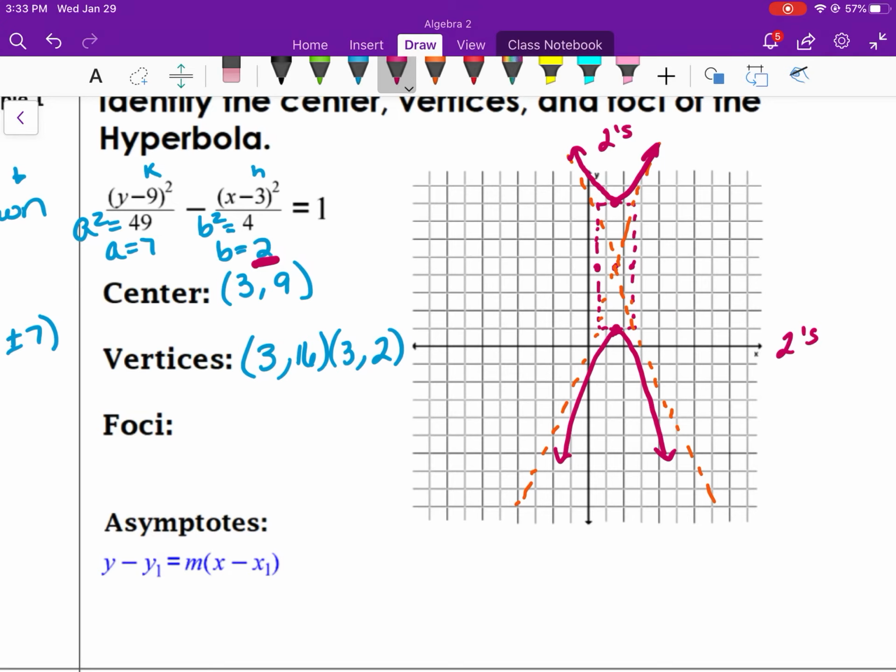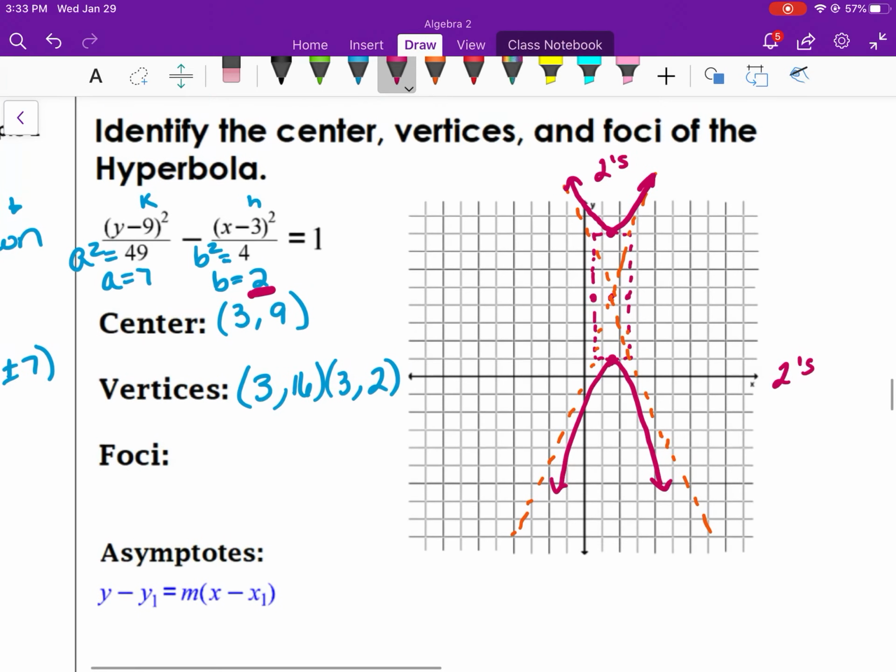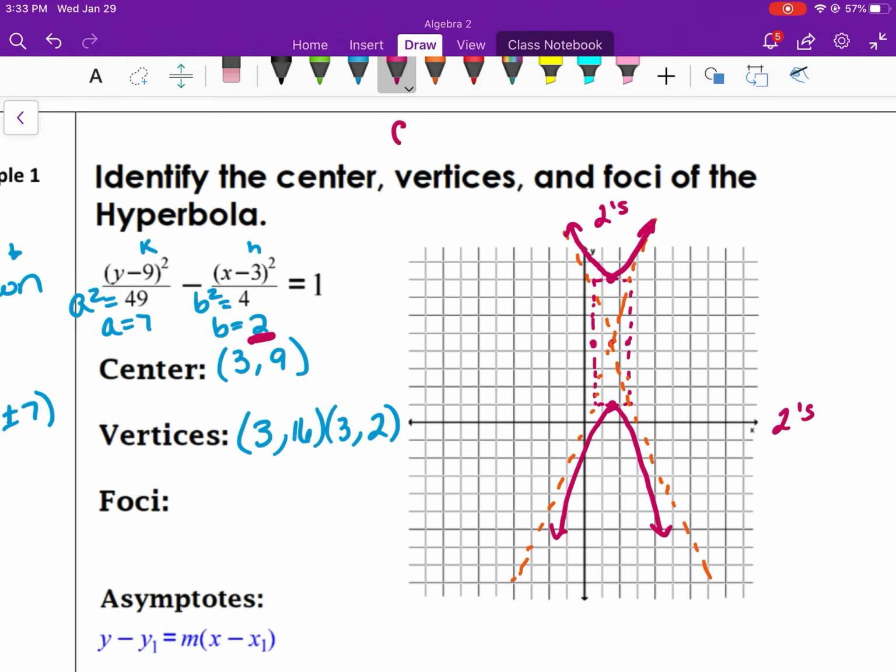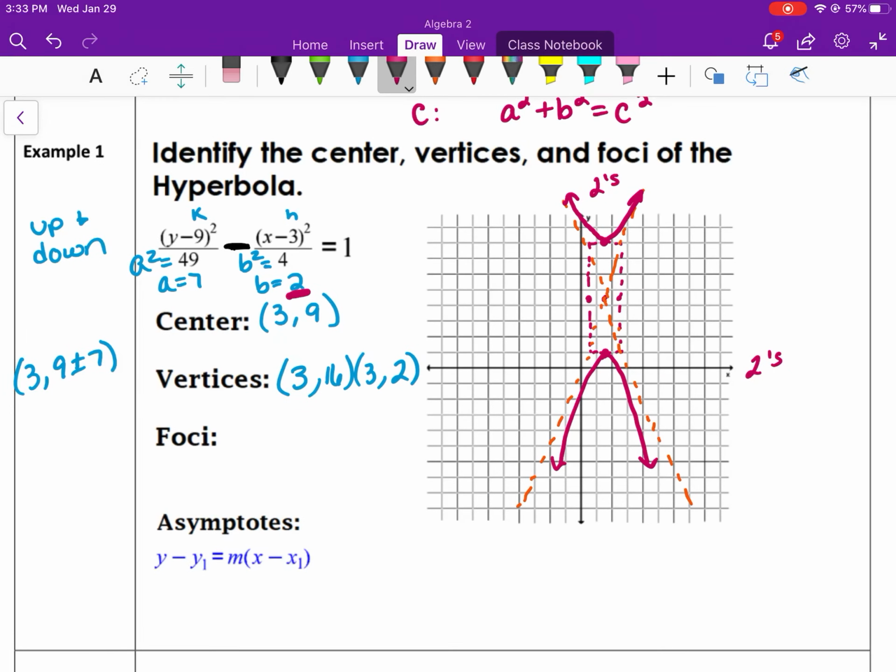So then to find the focus points, since it's a hyperbola, the focus is defined to be the c value, the distance from the center to c, and you find c by doing a squared plus b squared equals c squared. So if the original equation is a minus, then when you find your focus, you do a squared plus b squared, which is different than the ellipse. So in this case, you're going to do 49 plus 4, which is 53. So c squared equals 53. So c equals the square root of 53.